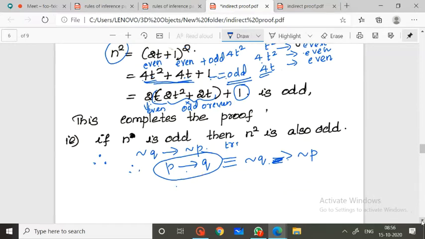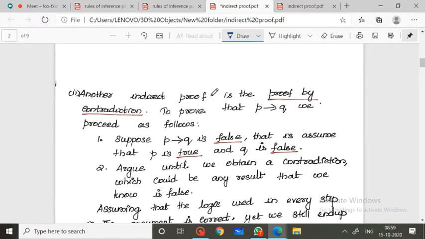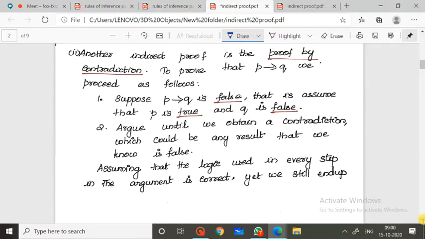Can you understand this? Another indirect proof is proof by contradiction. Listen here students. The next method is the second method of indirect proof, that is proof by contradiction. What is proof by contradiction? We have to prove that P implies Q. These are two methods you must study, as theory. Another indirect method is proof by contradiction. To prove that P implies Q, we proceed as follows.